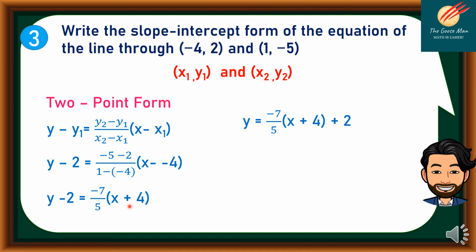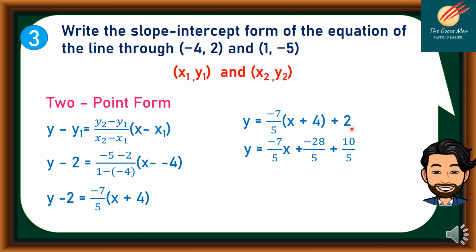Next, we will add 2 to both sides of the equation. So y is equal to negative 7 over 5 times x plus 4, plus 2. Then distribute negative 7 over 5. So we have negative 7 over 5 x. Negative 7 over 5 times 4 is negative 28 over 5.